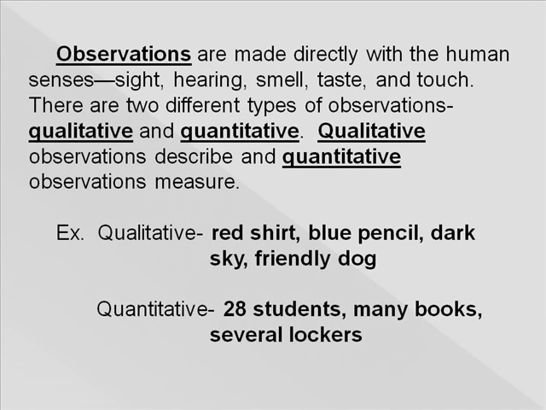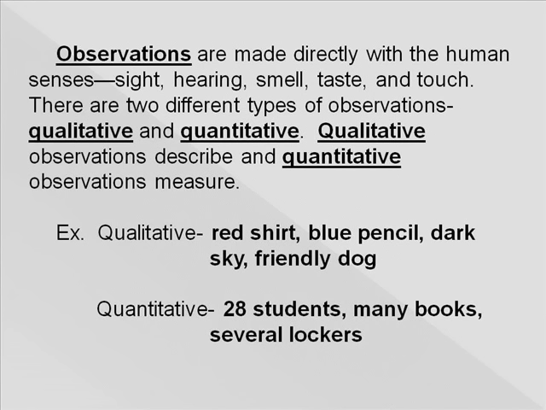On the flip side of that, we're going to talk about quantitative data or observations. Quantitative, talking about quantity, is going to be a measurement of how many or how much. So I can have a set number like a class of 28 students. I'm using a specific number there, so that's a quantity.